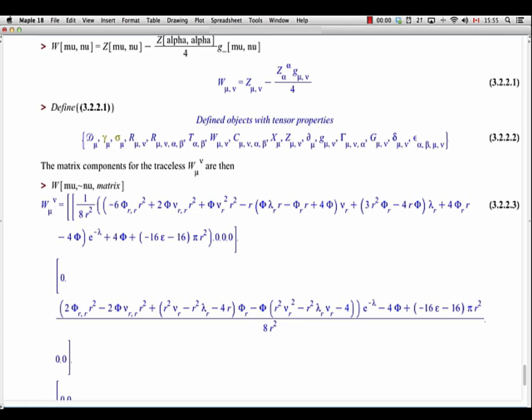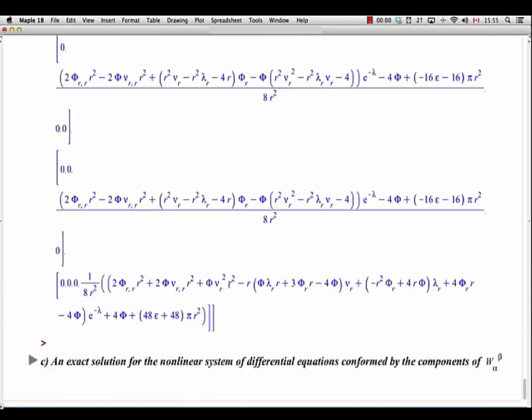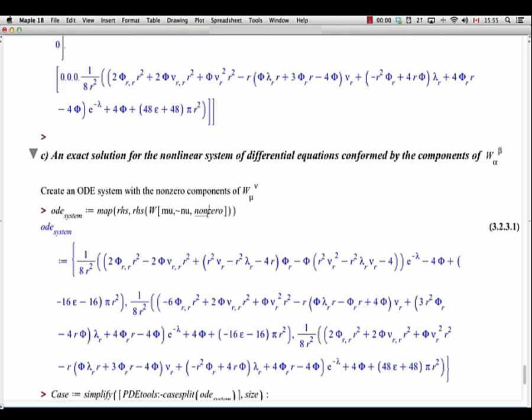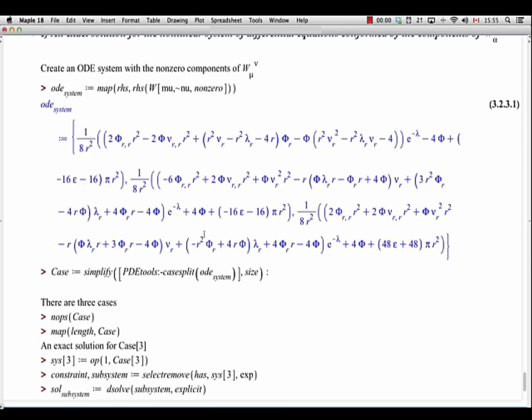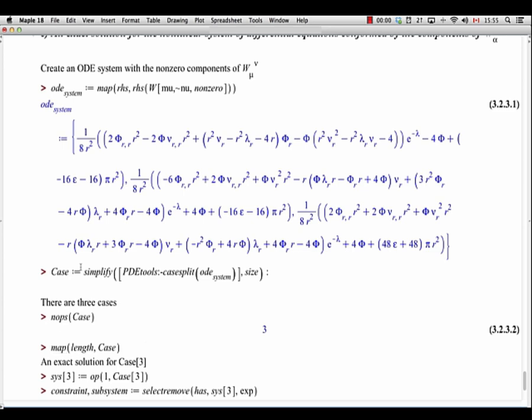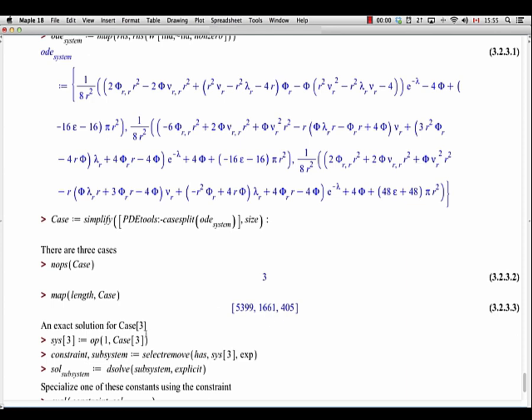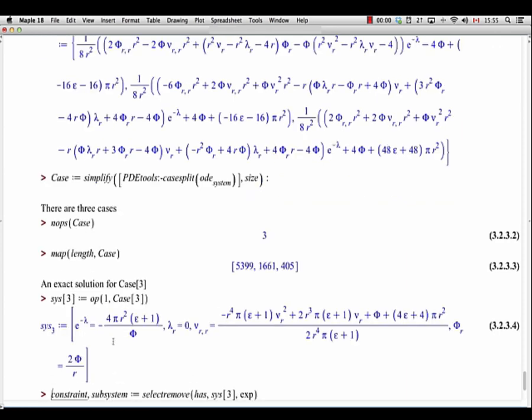Again, we have that the components form a system of differential equations, and in fact, this user asks for an exact solution for this system. So we first construct the system with the non-zero components. We run a differential elimination process in order to see how many cases are behind. And indeed, there are three cases. One is the general case, two are the singular cases. The first two cases involve rather large expressions, but the third one is small enough and can be tackled to the end.